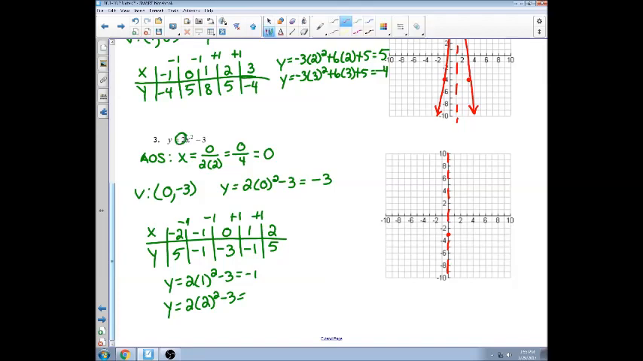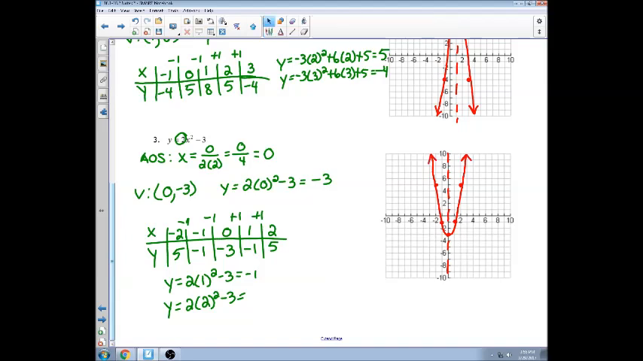So let's go from 0, 0. I need to move right 1, down 1. And I also need to move left 1, down 1. Then I need to move right 2, up 5. And left 2, up 5. So it is opening up, which is good. And it is symmetrical around the y-axis.